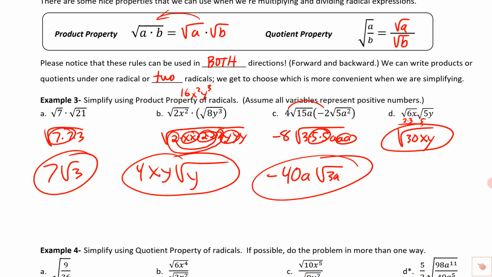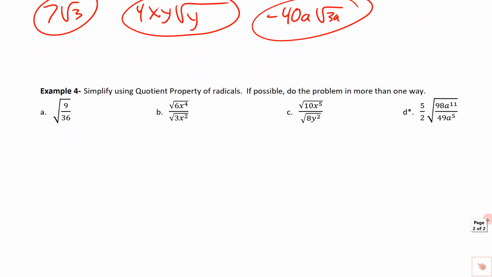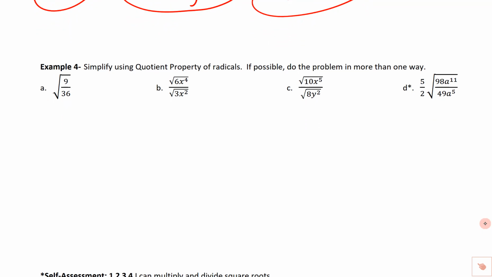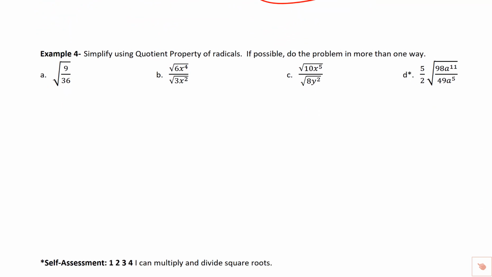Okay, so let's come down here and let's talk about how we can apply the quotient property of radicals. So we'll take a look at this one. This one's example 4. So it says, simplify using the quotient property of radicals, and if possible, do the problem in more than one way. So let me show you what I mean by that.